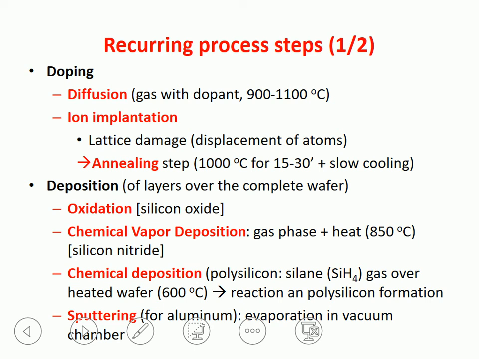So what are the types of recurring process steps? As I have shown you at the beginning, we have different types of layers. We have regions of silicon that are doped with P dopants or with N dopants with different concentrations, and this is the doping process. Or we have different types of layers that are deposited on top of the silicon or on top of the other layers, and they can be metals or insulators or polysilicon, and in that case we use the deposition process.